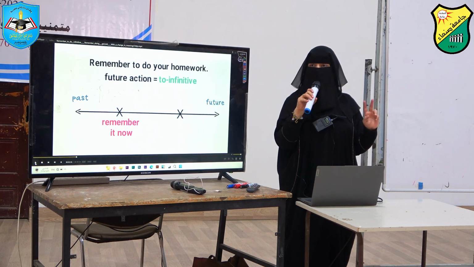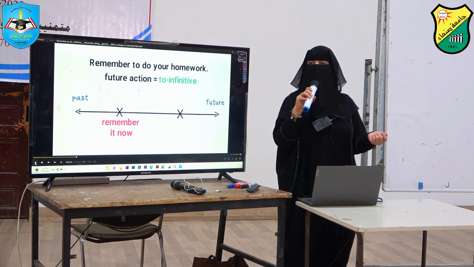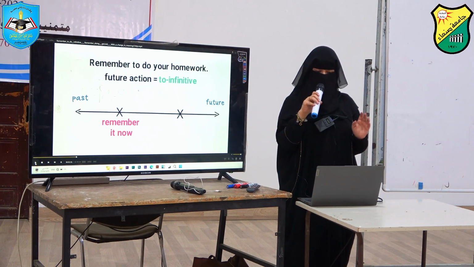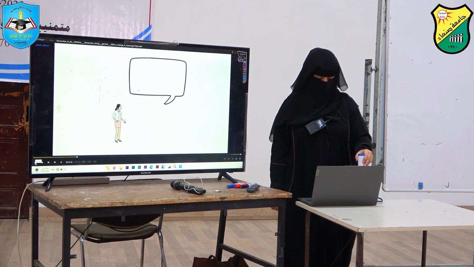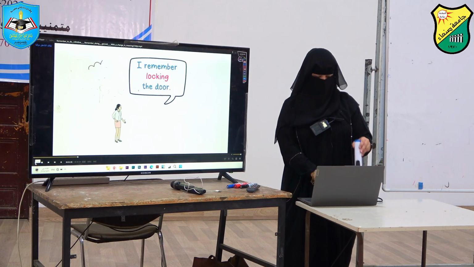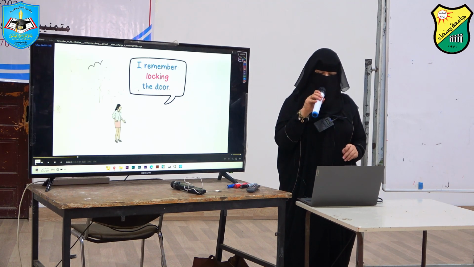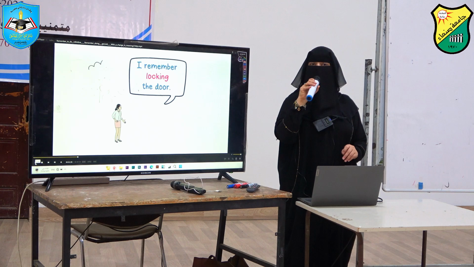So the difference between verb ing with remember and to remember, with ing it means you did it. You did the action in the past. But with to infinitive, it means you will do it. You didn't do it yet. Okay? So I remember locking the door. Okay, what does it mean here? I remember locking the door.